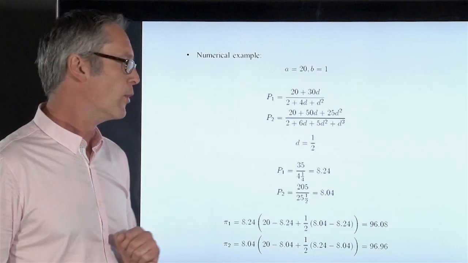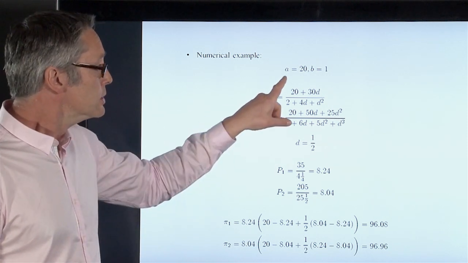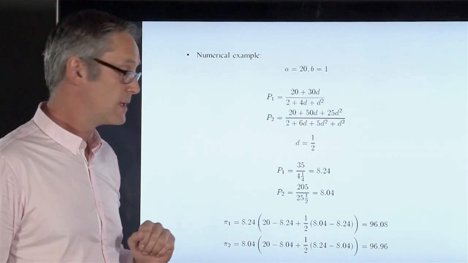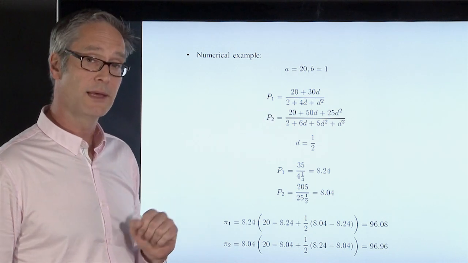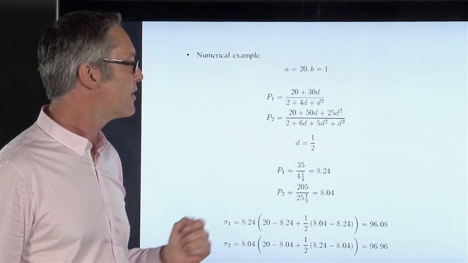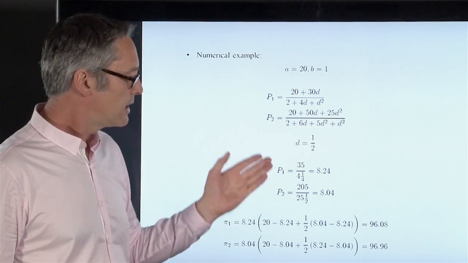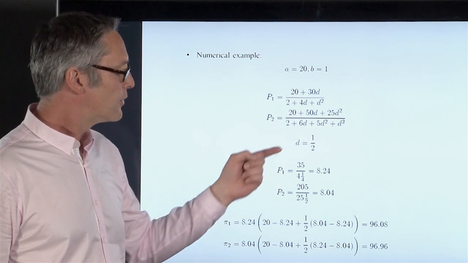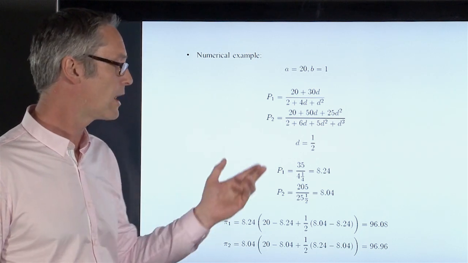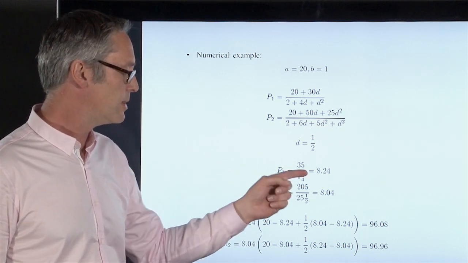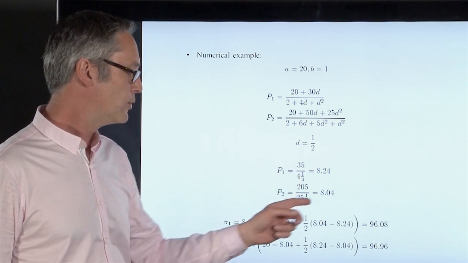Now, to get a little bit more of a feeling for these values, consider a numerical example. Suppose we take A is 20 and B is 1. Then we can express P1 and P2 as something only in D, because we had it in D, A and B. Now we have values for A and B, so we end up with P1 and P2 as a function of D only. And then we can analyze, and we will do that next in a graph, what happens for different values of this product differentiation parameter. But take a half, then P1 is going to be this number here and P2 this number. So P1 is 8.24 and P2 is 8.04.